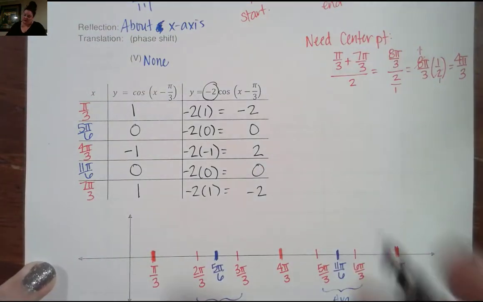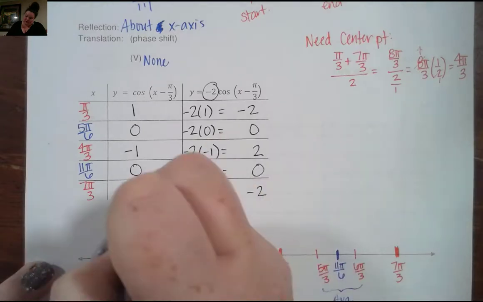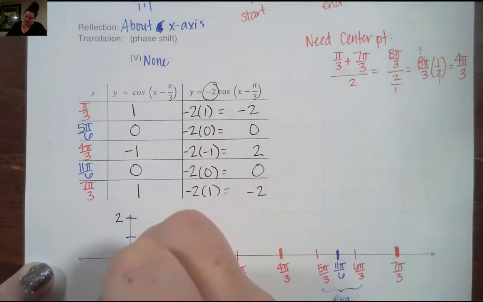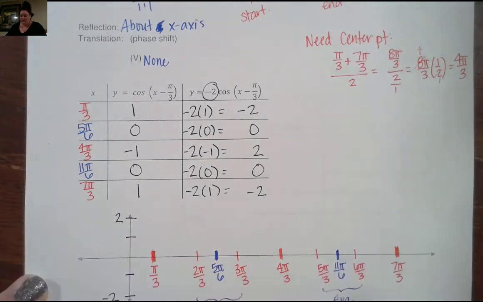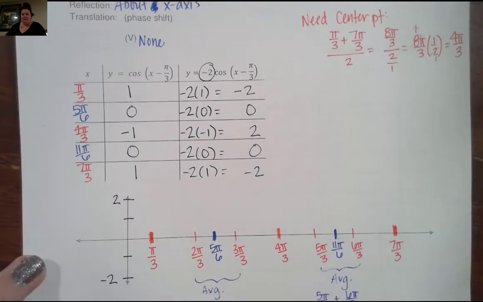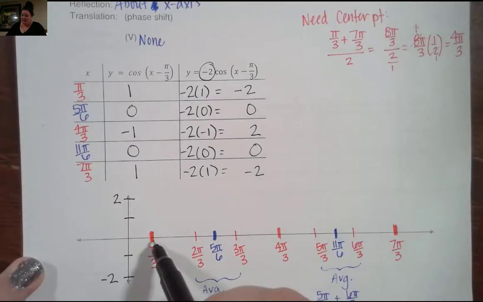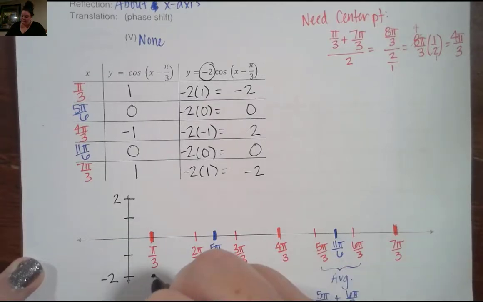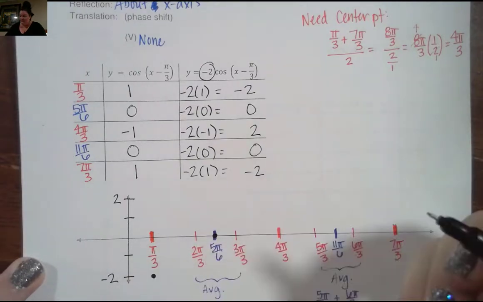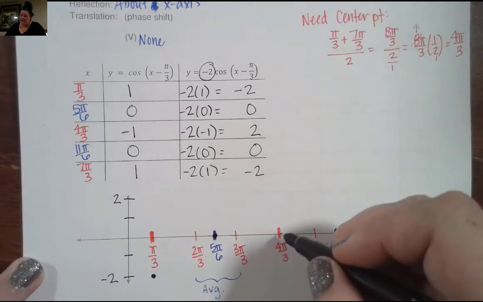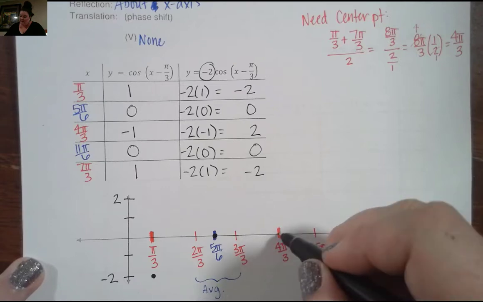Okay. All right. So here's, let's say this is 1. Let's say this is 2. This is 1. This is -2. So we're going to start up here at pi over 3 begins down at -2. 5 pi over 6 we're at 0. 4 pi over 3 we're going to be up at 2.